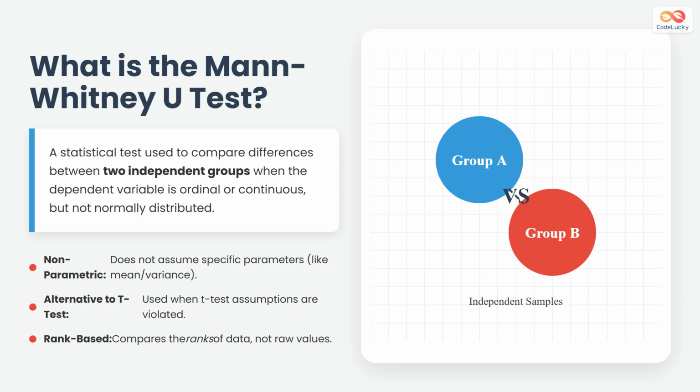So, what exactly is it? The Mann-Whitney U Test is a non-parametric statistical test used to compare two independent groups. Being non-parametric simply means it doesn't make heavy assumptions about your data's distribution, like assuming it follows a perfect bell curve. It is the go-to alternative to the popular t-test when those assumptions aren't met.